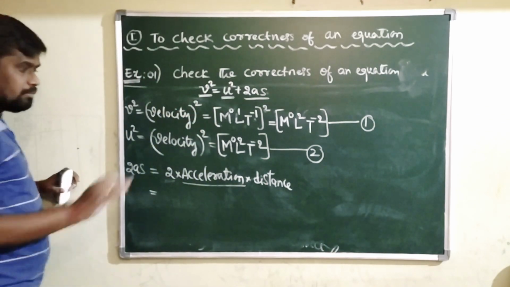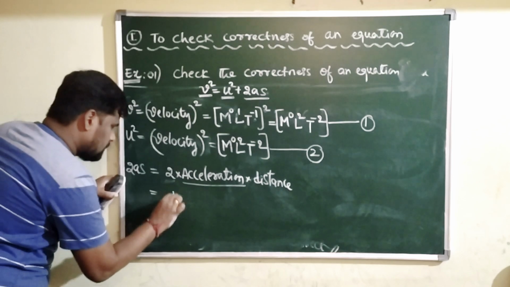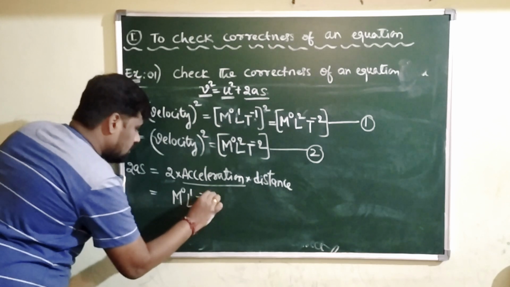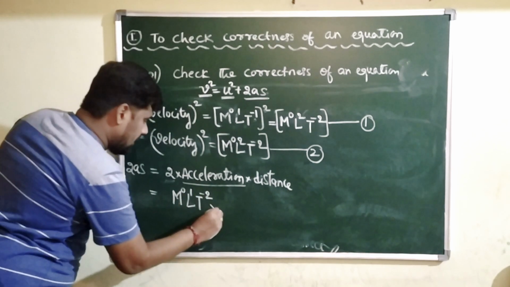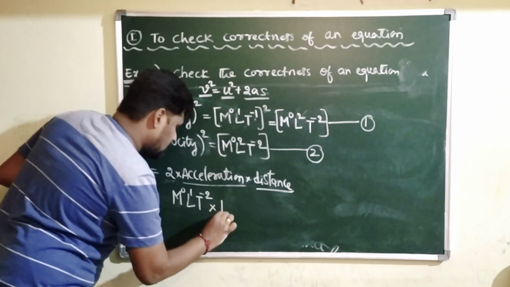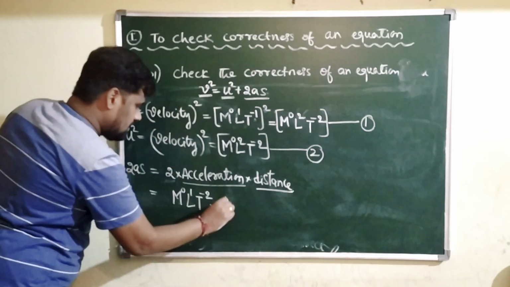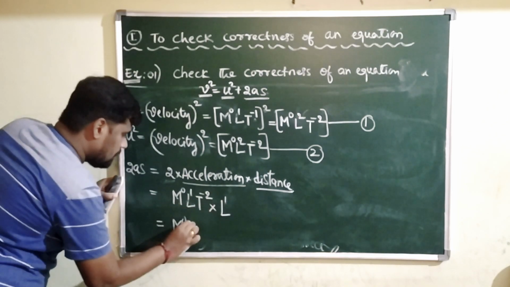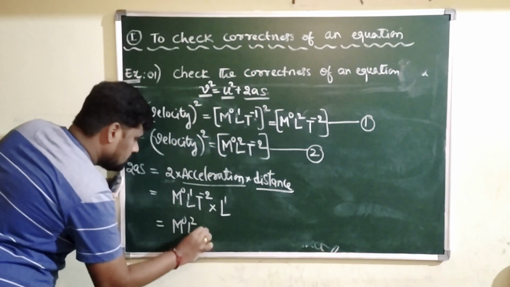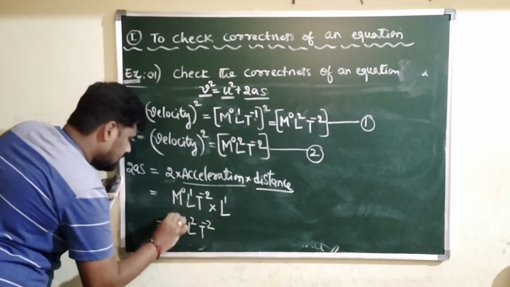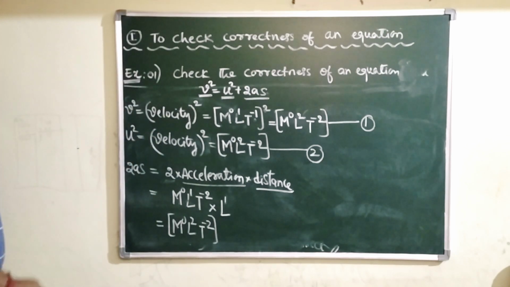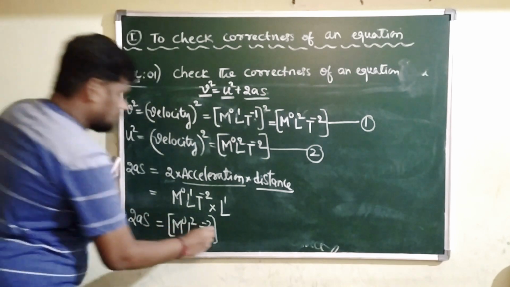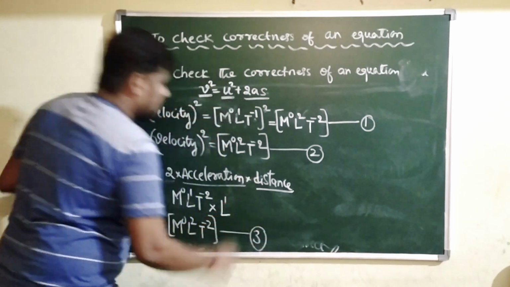Next, what remains for me? Acceleration multiplied by distance. What is the dimensional formula for acceleration? M0 L1 t power minus 2, multiplied by distance. What is the dimensional formula for distance? It is L power 1. Therefore, what is the answer? M0 L power 1 into L power 1. How much is it? L power 2 t power minus 2. Okay? It is the dimensional formula for what? 2as. I will call this equation number 3.